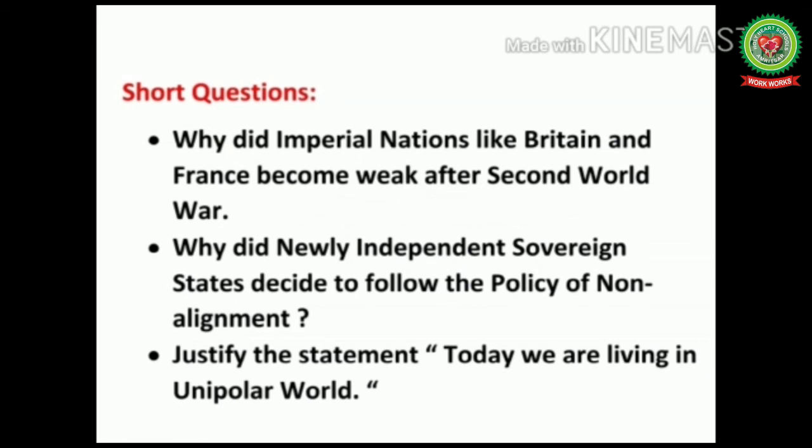And short questions are: why did imperial nations like Britain and France become weak after the Second World War? Next is: why did newly independent sovereign states decide to follow the policy of non-alignment? Next is: justify the statement, today we are living in a unipolar world.